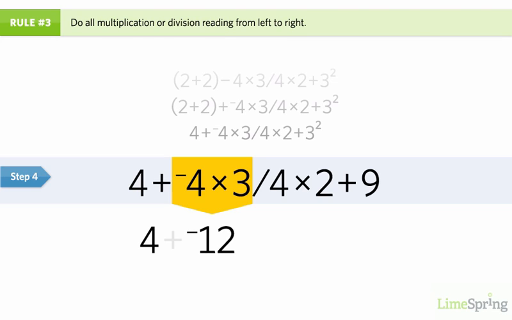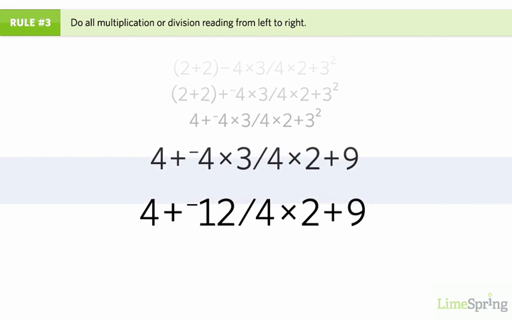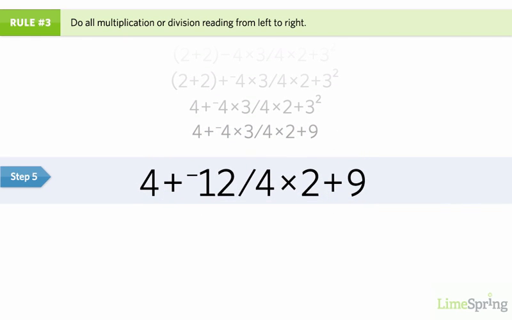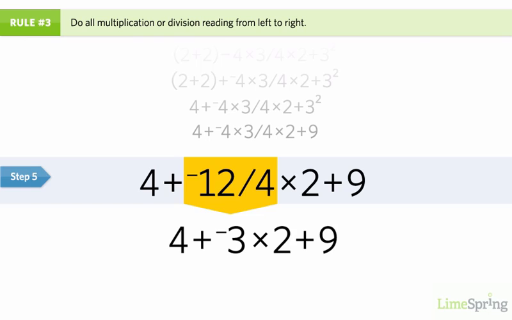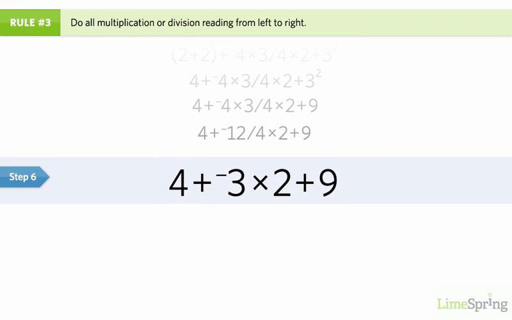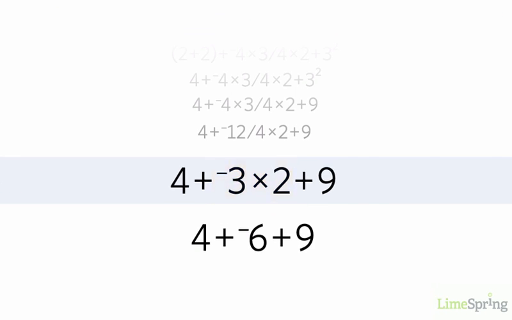left with 4 plus -12 divided by 4 times 2 plus 9. We still have both multiplication and division, and division is next. So we divide -12 by 4 to get -3. And now we have simplified the problem to 4 plus -3 times 2 plus 9. There is still one more multiplication problem. So let's multiply -3 times 2 to get -6. And this leaves us with the expression 4 plus -6 plus 9.